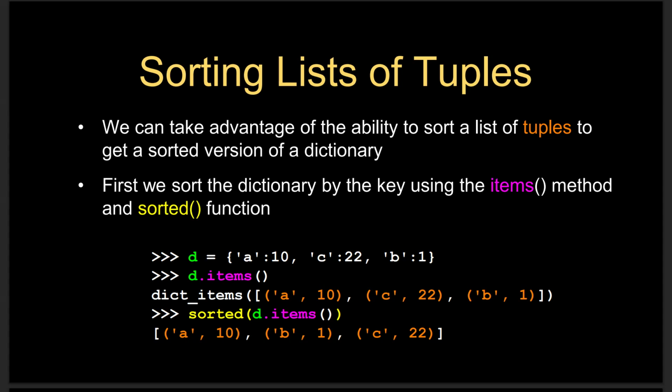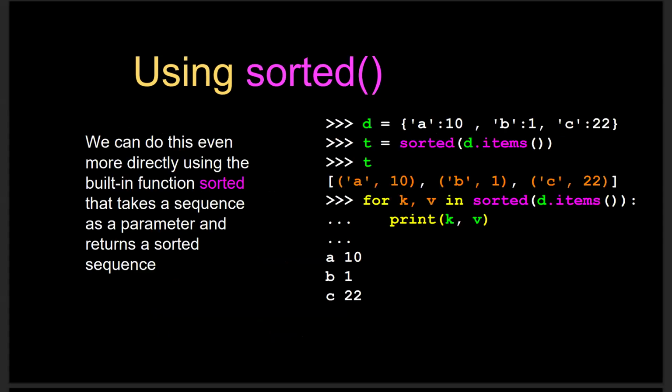Whenever I sorted d.items, see here: a 10, b 1, c 22, based on the alphabetical order. It means based on the keys that are present, we got them printed in alphabetical order. Like that, we can do sorting by using a list of tuples. If we put tuples inside the list, we can use the sort function.